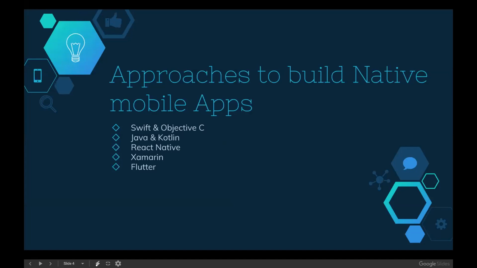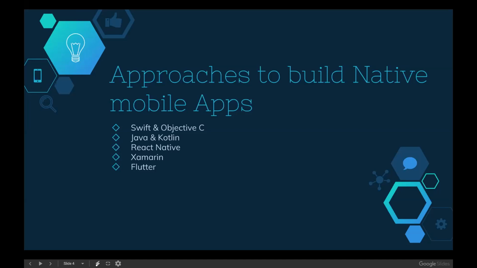To build a mobile app, what are the libraries or frameworks we can pick? To build an iOS app, we need to pick Swift or Objective-C. With these two programming languages, you can build apps only for iOS. And if you want to build an app for Android, you need to pick Java or Kotlin. These two are the languages provided by Android.